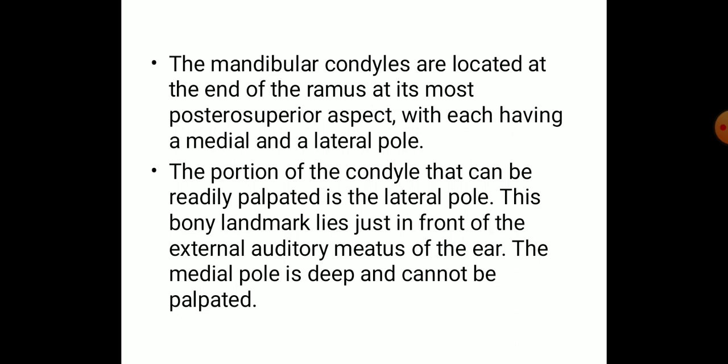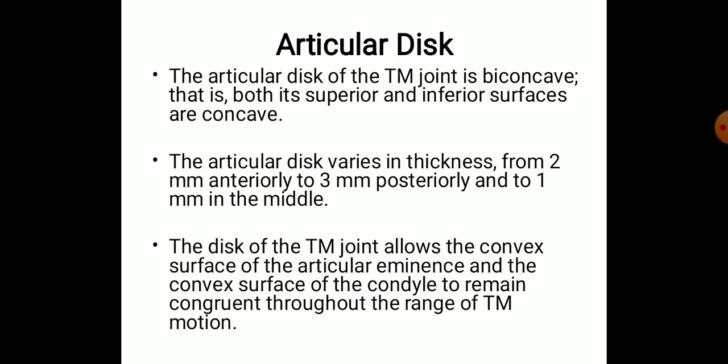The mandibular condyles are located at the end of the ramus in its most posterior superior aspect, with each having a medial and lateral pole. As we said earlier, the mandibular condyles are placed in the posterior superior side. The portion of the condyle that can be readily palpated is the lateral pole. This bony landmark lies just in front of the external auditory meatus of the ear. The medial pole is deep and cannot be palpated.